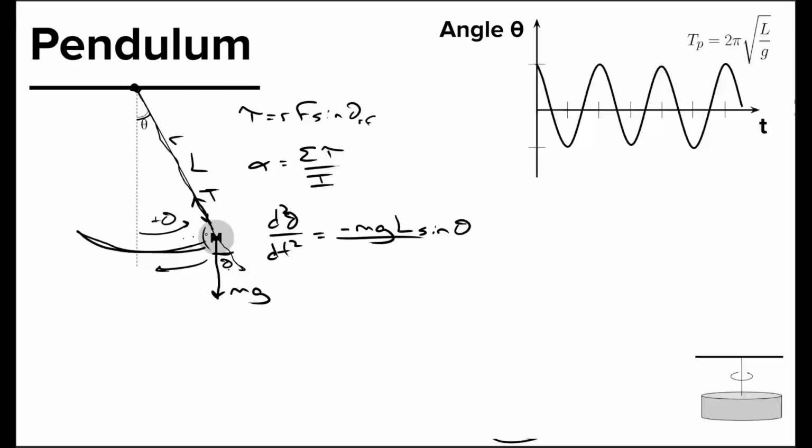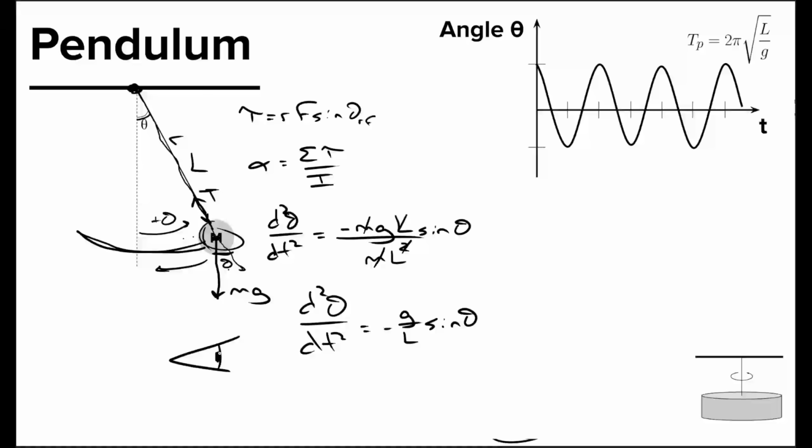I divide by I. The I of a point mass is mr squared, because I'm orbiting about this point right here. And look, I get to cancel m. The mass of a pendulum cancels out. I cancel L. I get the second derivative of theta with respect to t squared is going to be negative g over L sine theta. You're like, wait, so we're going to solve this by looking at it?